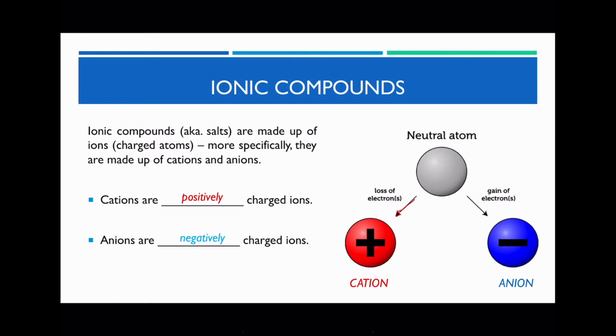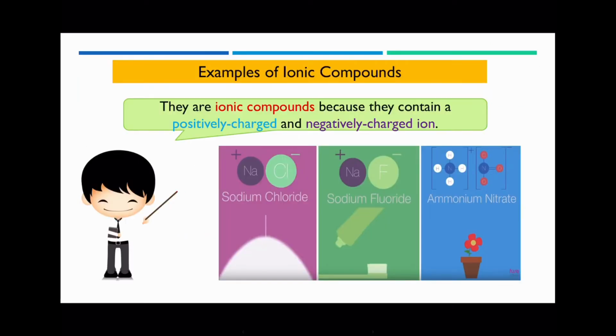Alternatively, if it almost has a complete outer shell, what it will do instead is gain electrons, and by gaining electrons, it now becomes an anion. These are three examples of ionic compounds over here. So you've got sodium chloride, sodium fluoride, and ammonium nitrate. Now, the reason why these three compounds are considered to be ionic is because they've got charged particles.